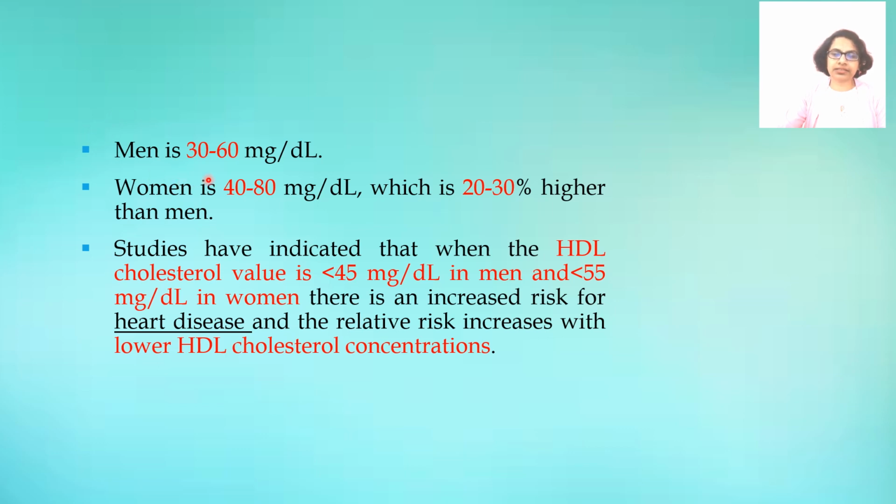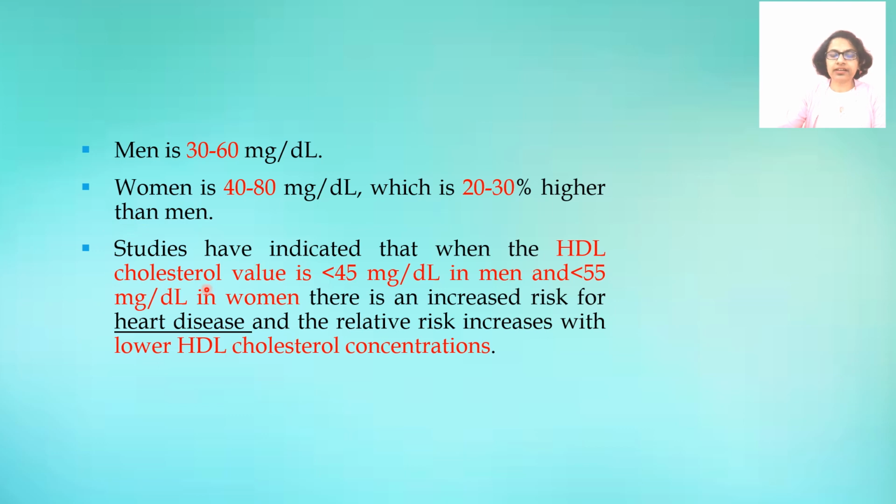In men it is 30 to 60 milligram per deciliter. HDL cholesterol is also known as good cholesterol. Whereas in women, it should be 40 to 80 milligram per deciliter, which is 20 to 30% higher than in men. Studies have indicated that when the HDL cholesterol value is below 45 milligram per deciliter in men and below 55 milligram per deciliter in women, there is an increased risk for heart disease.